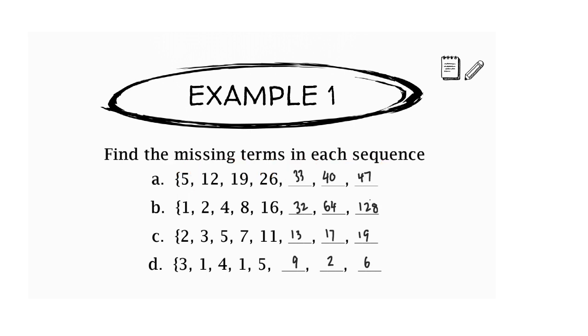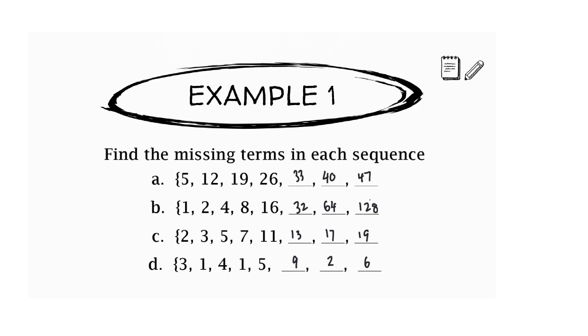The first sequence, in letter A, was simply counting by 7, starting with 5. So after 26, we see 33, then 40, then 47. The second sequence is simply multiplying by 2, starting with the number 1. And therefore, after 16, we see 32 and 64, and then 128. The third sequence in letter C is simply counting the prime numbers, starting with the first prime number of 2. So after 11, we see 13, then 17, and then the next prime number is 19. And in letter D, that sequence represents the digits of pi, 3.1415926. Perhaps you can keep going.